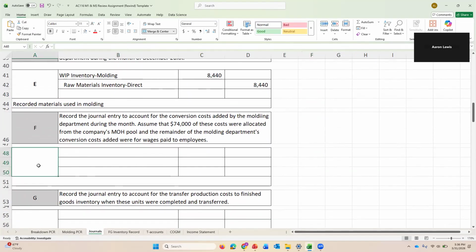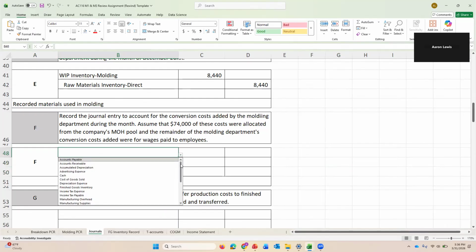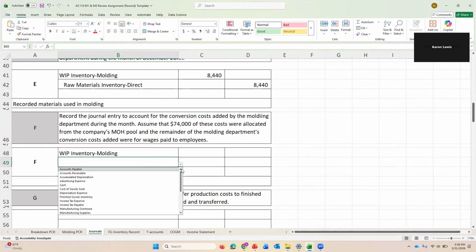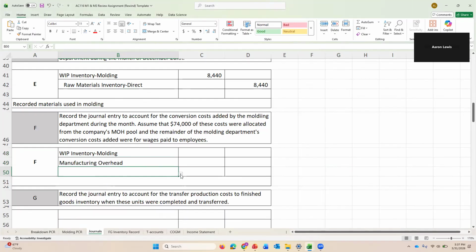For F, we got to record the journal entry to account for the conversion cost of molding. And the setup of this is the same. Some of these are coming out of the manufacturing overhead pool, so we're going to need a credit there. And some of these are for wages that haven't actually been paid to employees, so I'm going to need a credit to cash. And my debit, because we're putting cost into inventory, is once again going to be to WIP inventory molding. So one debit to WIP inventory molding, and then credits to MOH, and in our case, cash.